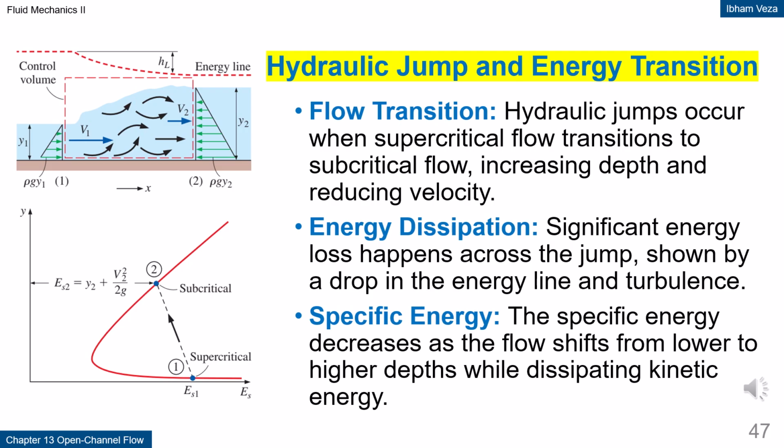Hydraulic jump and energy transition. A hydraulic jump occurs when supercritical flow changes into subcritical flow. During this process, the depth increases suddenly and the velocity decreases drastically. This change is accompanied by very strong turbulence. The energy line shows a sharp drop, indicating a large energy loss. This phenomenon is often used to protect downstream structures from erosion.